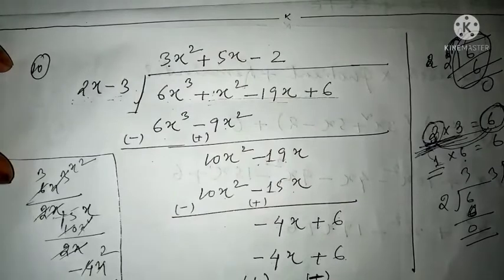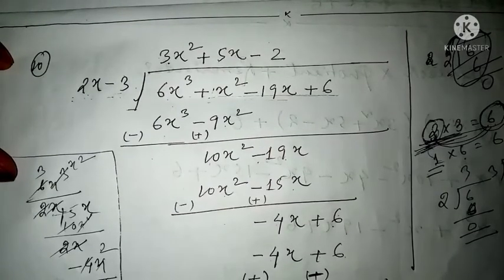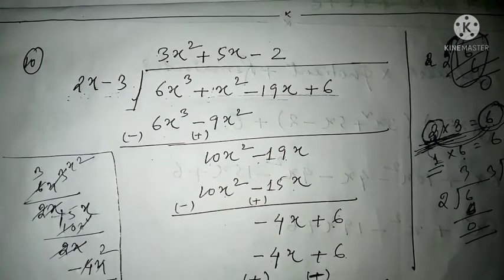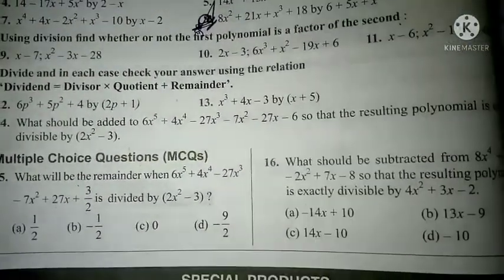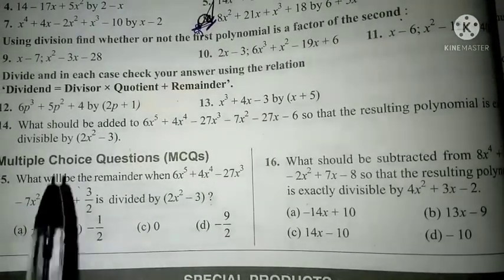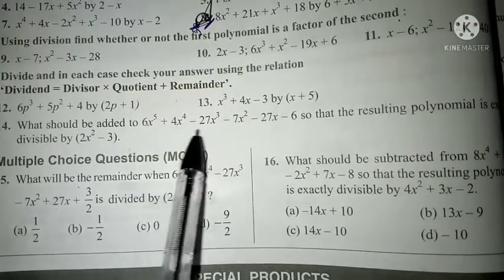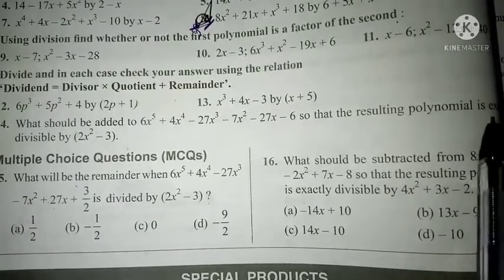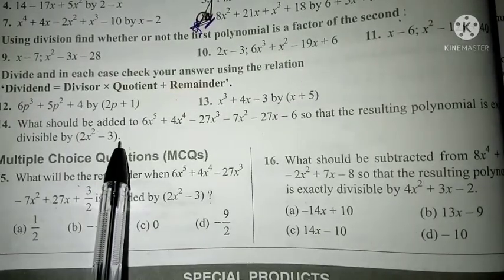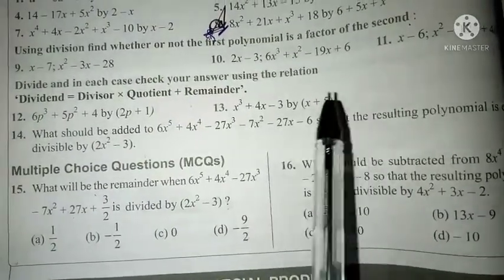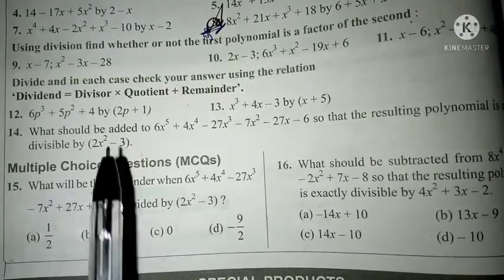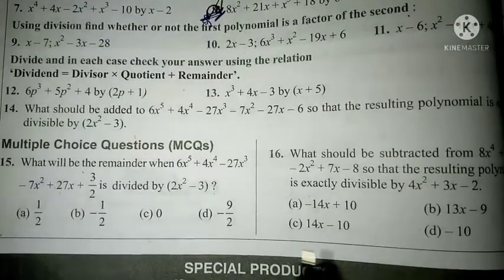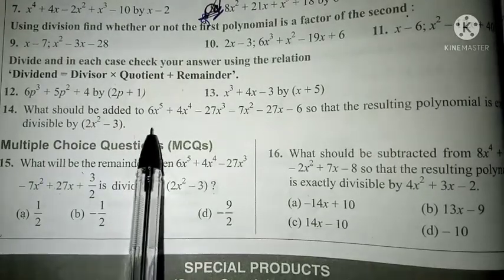So here we have finished exercise 5b, and here we have question number 14. Here we can see what should be added to this polynomial so that the result is exactly divisible by this. This one is given to you as homework. So you try to solve it by yourself and send your answers. If you cannot, we'll discuss this one as well.